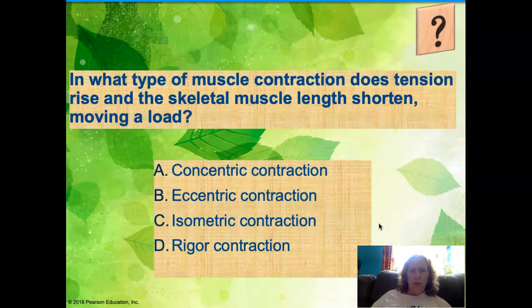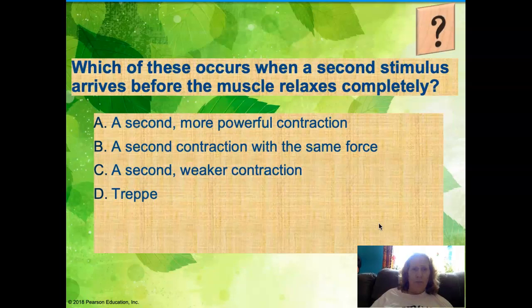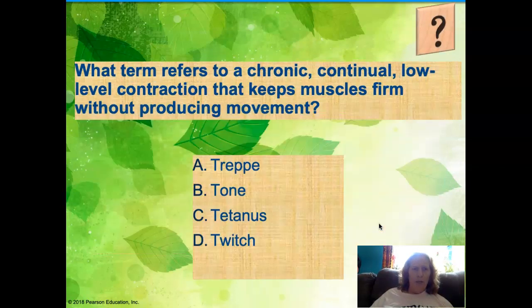In what type of muscle contraction does the tension rise and the skeletal muscle length shortens moving a load? That would be isotonic concentric contractions. Which of these occurs when a second stimulus arrives before the muscle completely relaxes? A second, more powerful contraction. What term refers to a chronic, continual, low-level contraction that keeps the muscles firm without producing movement? Tone.